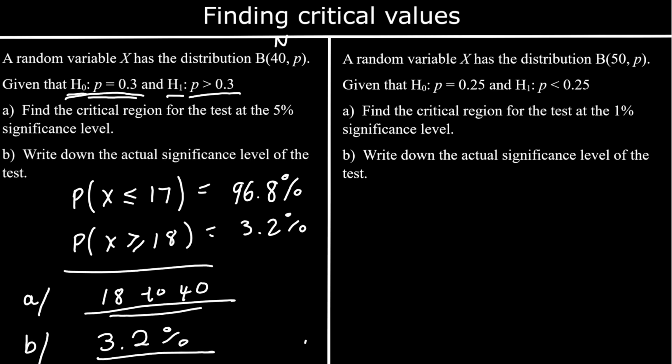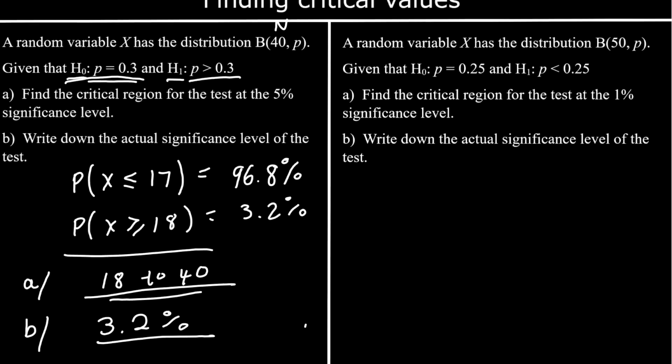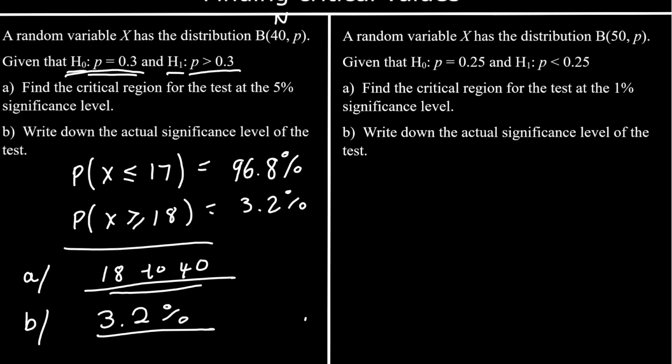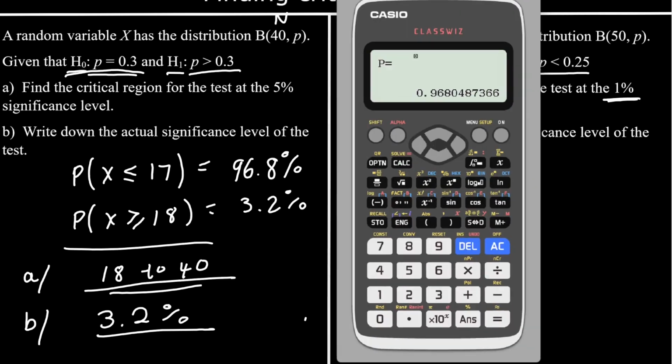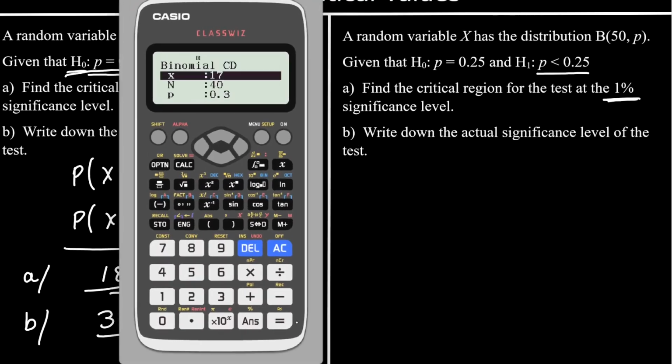Okay, a question for you to try. See if you can give that a go. So a random variable X has the distribution binomial, N is 50, given that the null hypothesis says probability 0.25. The alternative hypothesis is it's less than 0.25. Find the critical region for the test at the 1% significance level. So this time we're looking for the most extreme 1%. So let's just use the calculator and see what we get.